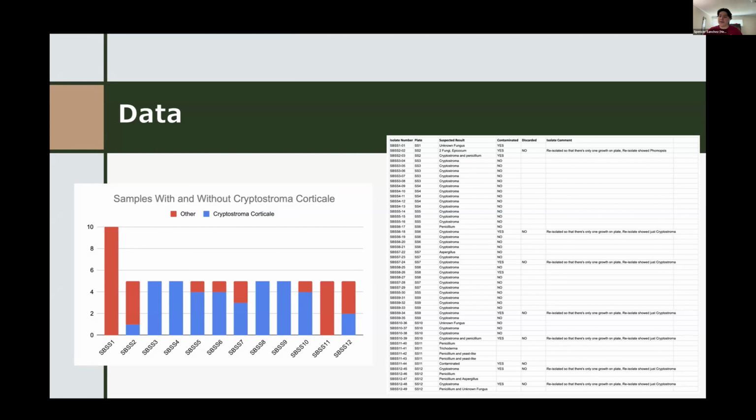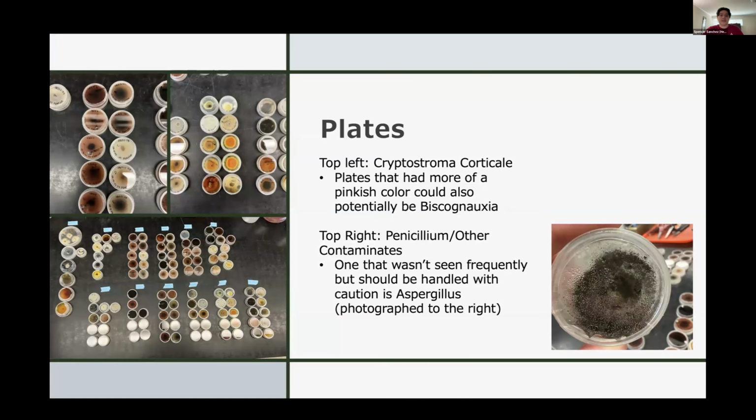And then here to the right, we can see the Excel spreadsheet. I do have more, but for the sake of time and also fitting it into the slides, I just included the one with the isolate number, the plate number, the suspected result, as well as a category to see if the plate was contaminated and whether or not we would discard it. And then comments, which were saved for isolates that were just replated to remove any contamination that may have been present.